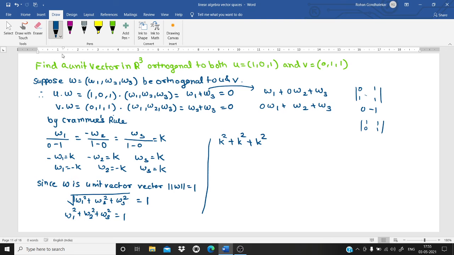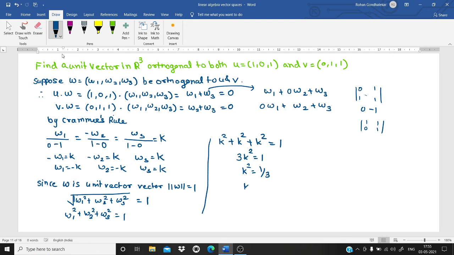Why k square, k square, k square? W1 is minus k, and here we are taking w1 square. So we get minus k square, which is k square itself. So their addition will be 1. So we get 3k square is equal to 1. Therefore, k square will be 1 by 3. Fine. Now what will be the value of k?